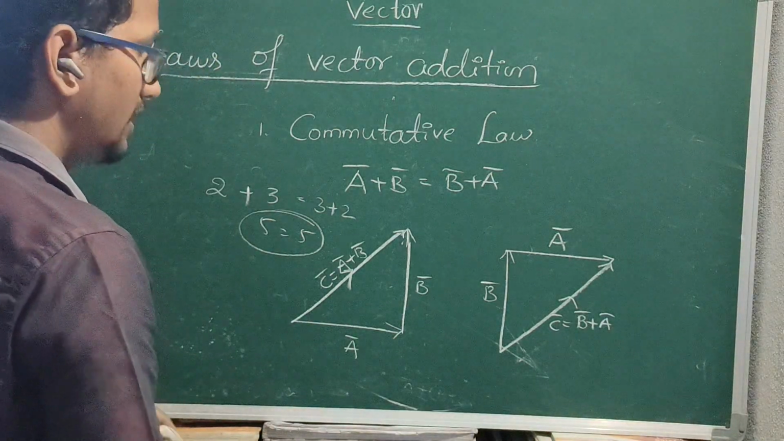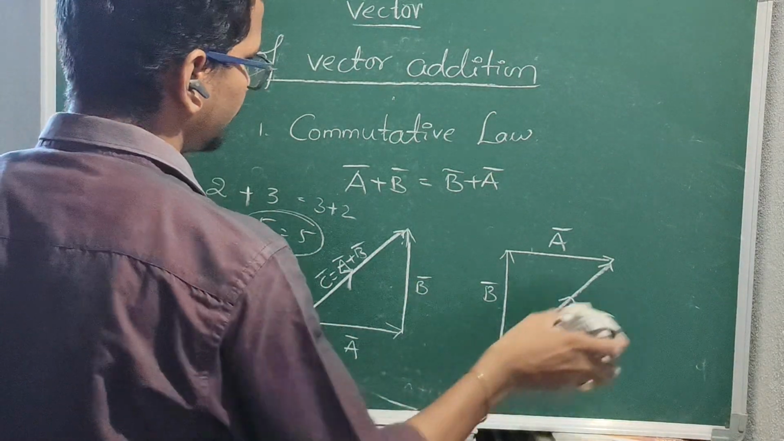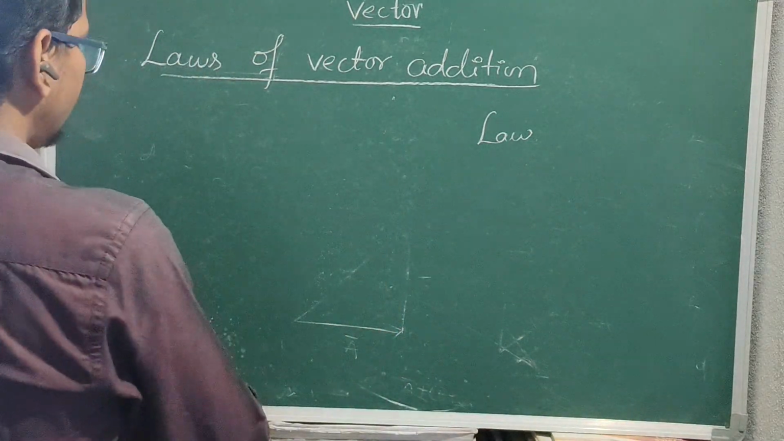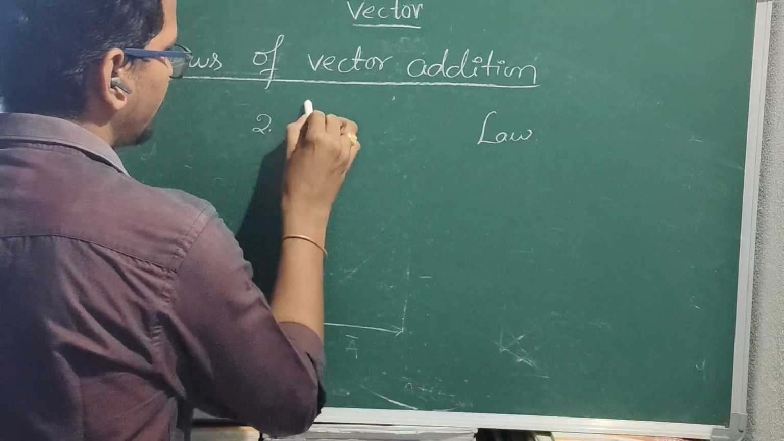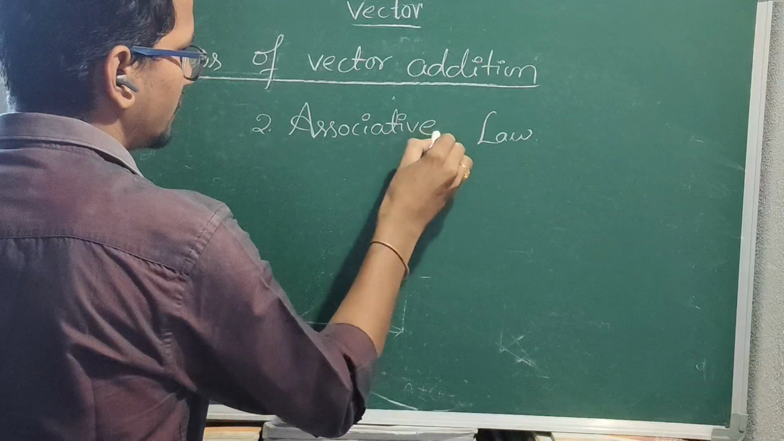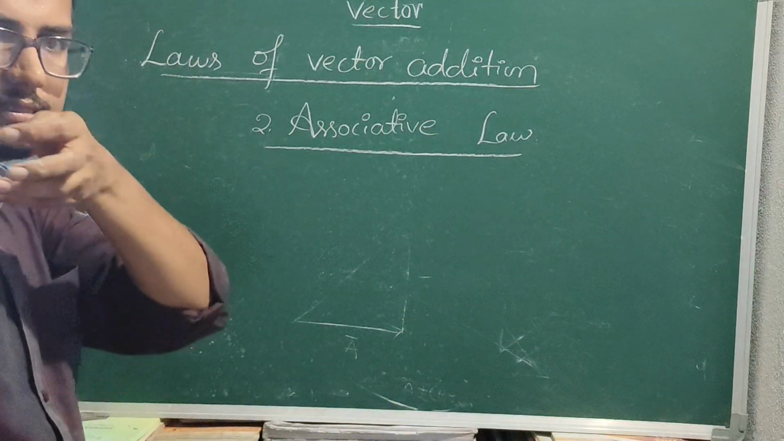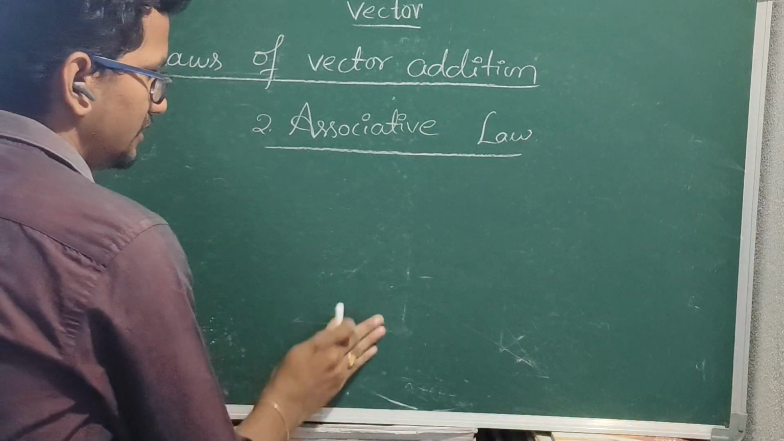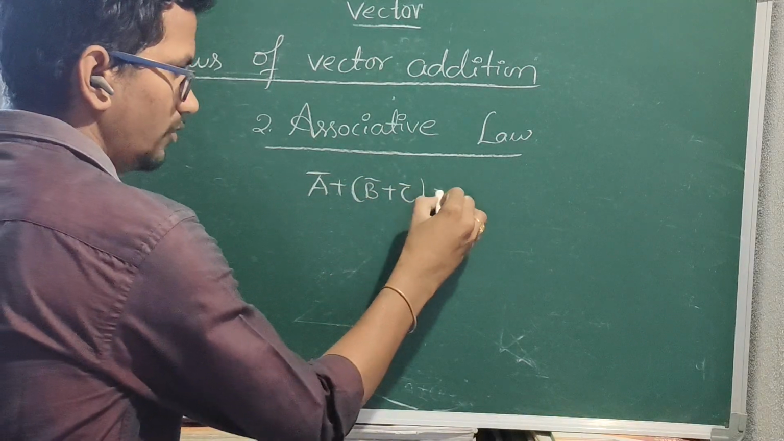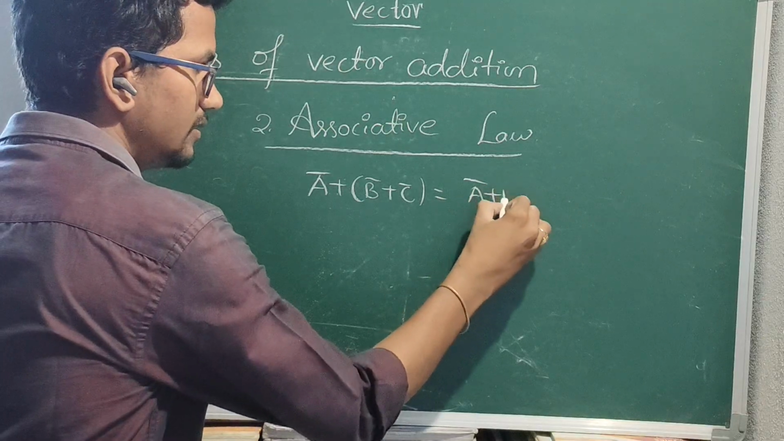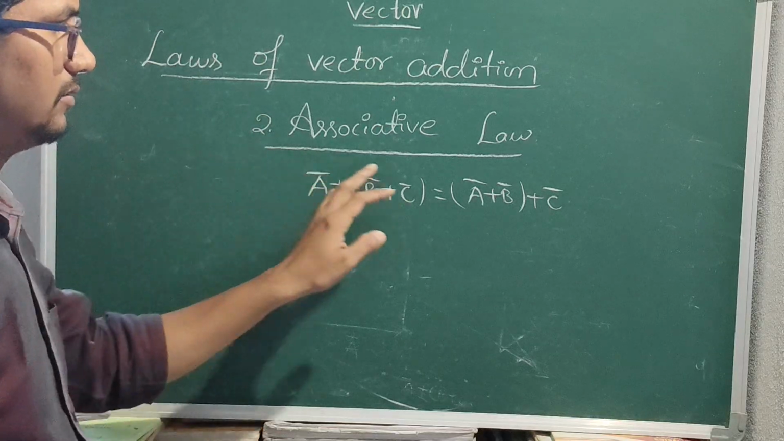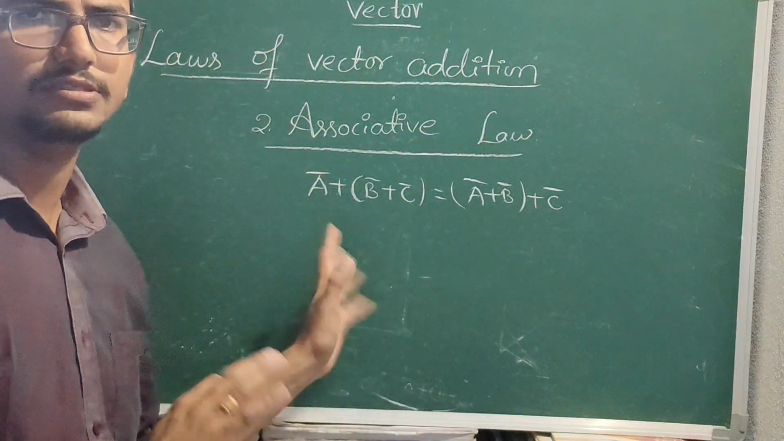Okay, now the second one is the associative law. What is the associative law? See, a bar plus b bar plus c bar is equal to a bar plus b bar plus c bar, with the grouping changed. Does it obey the laws of vector addition or not? We can check based on the proof.